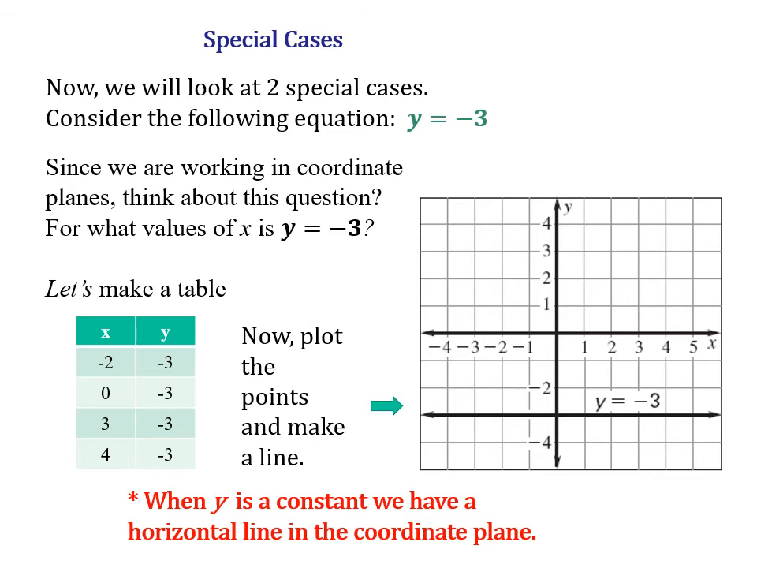We have -2, -3; 0, -3; 3, -3; and 4, -3. And those 4 points do, in fact, exist on a line of y equals -3. It is a special line, and it is a horizontal line. Whenever y is a constant, we have a horizontal line in the coordinate plane.